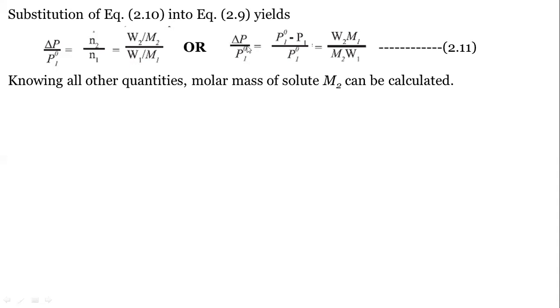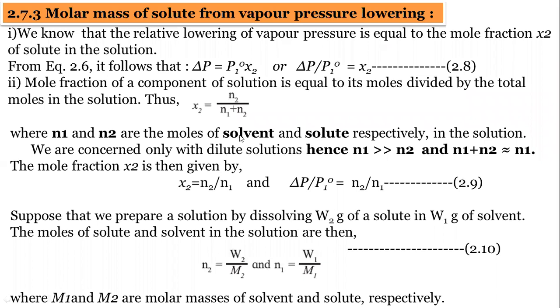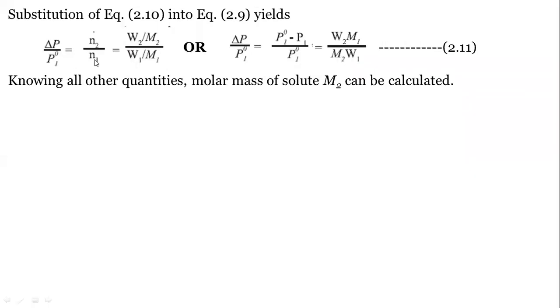Remember this expression, delta P upon P01. This is the expression of relative lowering of vapor pressure. Vapor pressure lowering is delta P, and delta P upon P01 is the relative lowering. P01 is the vapor pressure of the pure solvent. P1 is the vapor pressure of the solution containing the non-volatile solute. N2 is the number of moles of solute, and N1 is the number of moles of solvent. If these concepts are clear, we can derive any expression.